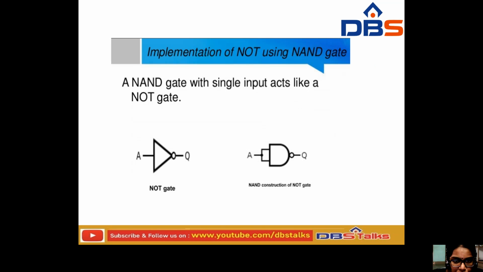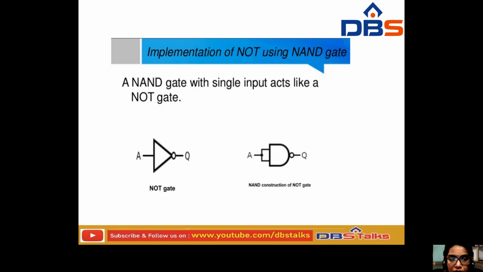See, this is the implementation of NOT using the NAND gate. How are we going to implement the NOT by using the NAND gate? Now let us see in this picture. Here this is a NAND gate. The NAND gate is the AND gate with a little circle. If the little circle is drawn in front of the AND gate, we can say it is a NAND gate. So this is the NAND gate.